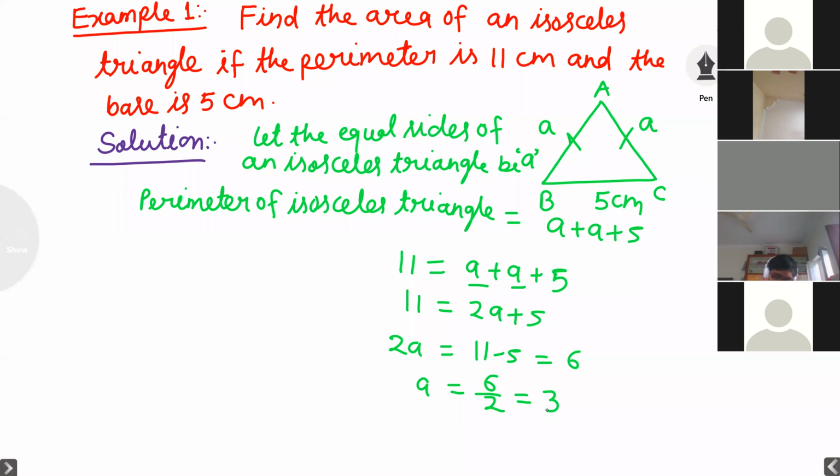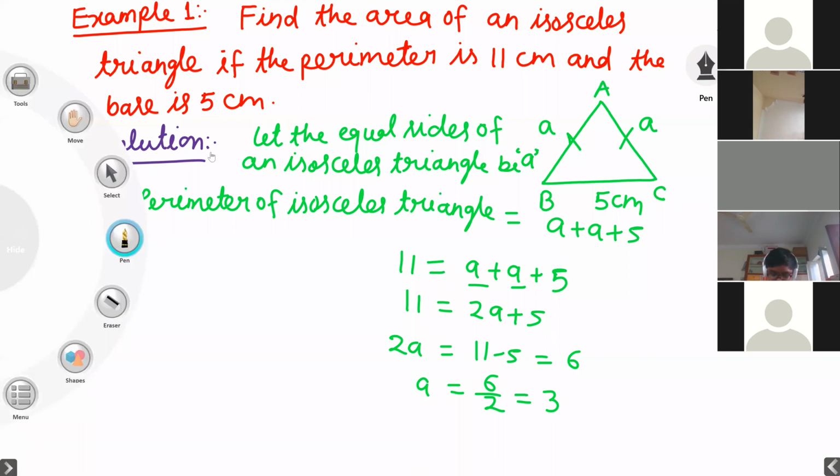Now I can find out easily the area of the isosceles triangle. I hope students you are getting my point. The figure is an isosceles triangle, and I have assumed the both equal sides are A. A plus A plus 5 is equal to the perimeter already given, 11. The value of A has come 3. Now I want to apply the formula.